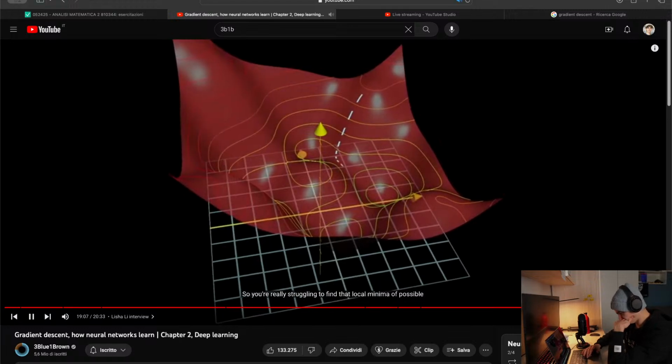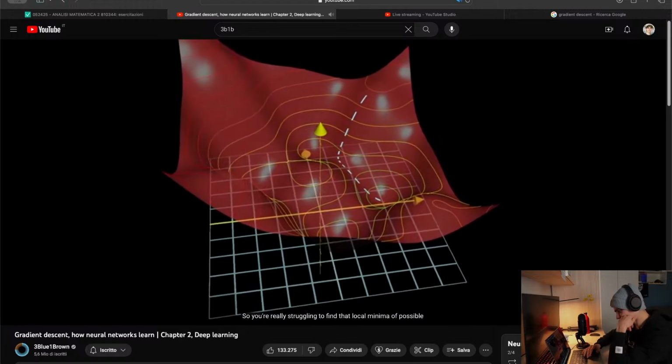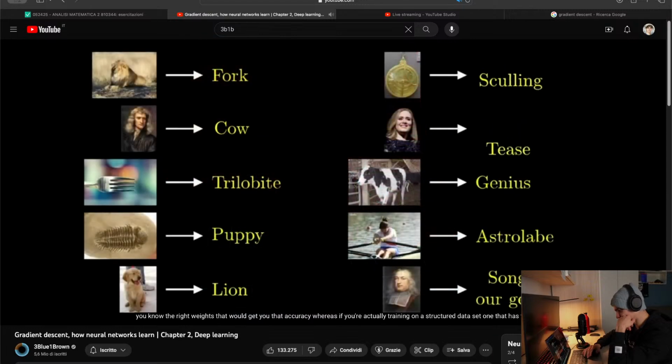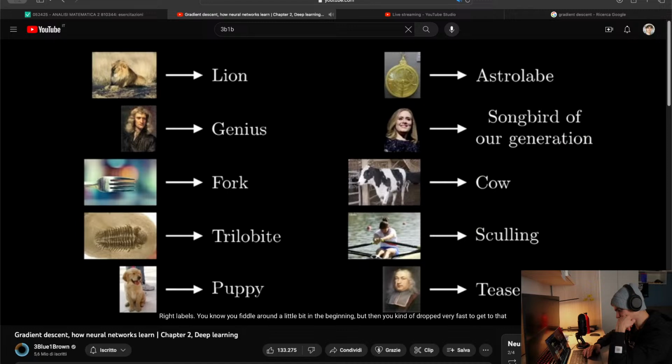You're really struggling to find that local minima, the possible right weights that would get you that accuracy. Whereas if you're actually training on a structured data set, one that has the right labels.